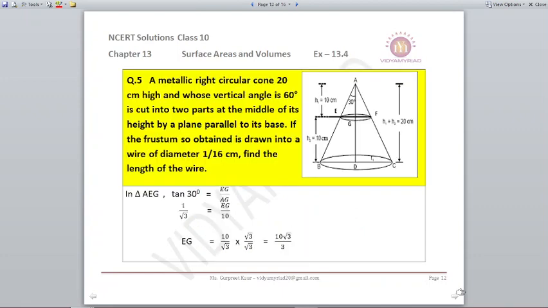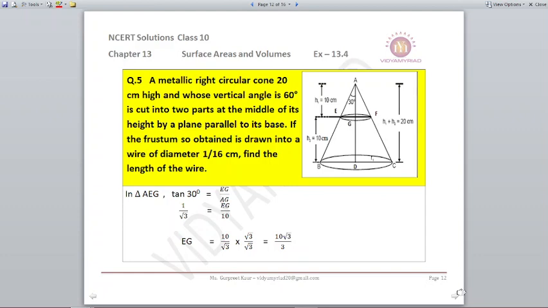Next, a metallic right circular cone 20 centimeters high whose vertical angle is 60 degrees is cut into two parts at the middle of its height by a plane parallel to its base. If the frustum so obtained is drawn into a wire of diameter 1 by 16 centimeters, find the length of the wire. We need to find out how much wire is required to make this shape.